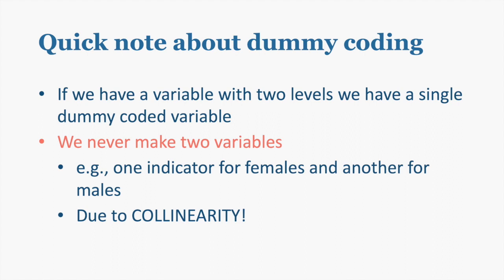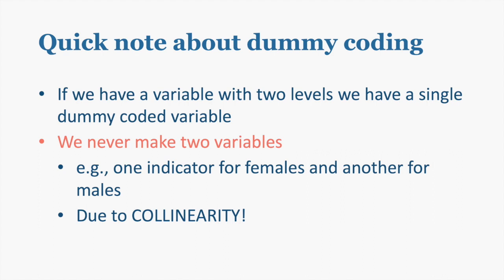We would never make it 2 variables, because 1 indicator for females and another for males would mean we already have that information. So consider this. If we know if someone is female and the only other option in the data is male, what more information could we get if we had another indicator? Turns out nothing. If we know they're not female, then we know they're male in this data set.